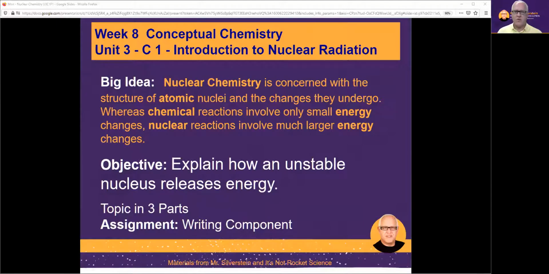So we're in this new unit on nuclear chemistry, and today we're going to give you the introduction to nuclear radiation. Now, the big idea is that nuclear chemistry is concerned with the structure of the atomic nuclei and the changes they undergo. Whereas chemical reactions involve only small energy changes, nuclear reactions involve much larger energy changes. And so your objective today is to explain how an unstable nucleus releases energy.